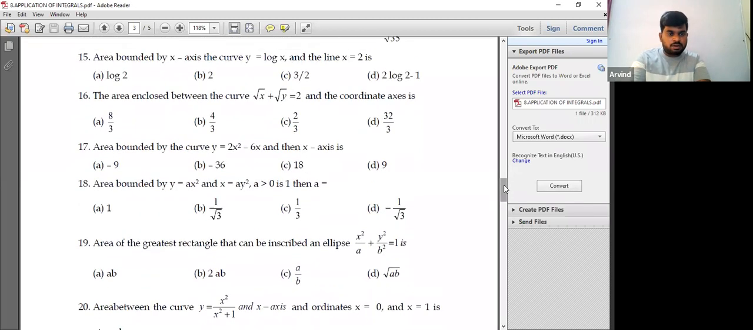And try out the next one. The area enclosed, this is a bit different one. The area enclosed between the curve root x plus root y equal to 2 and the coordinate axis.